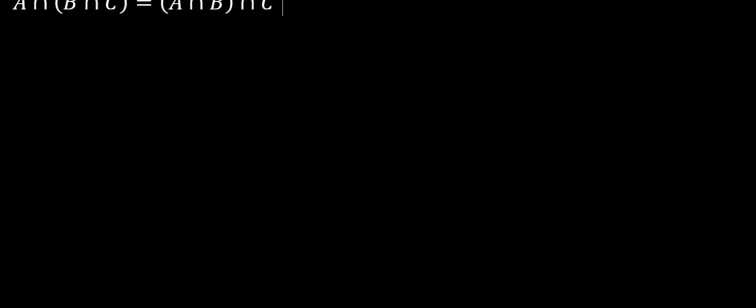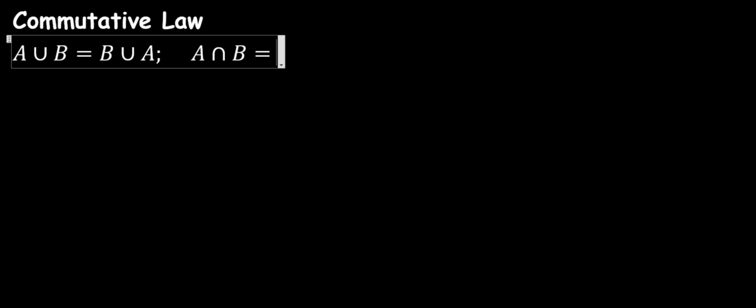Next, we have the commutative law. A union B is equal to B union A. Also, A intersection B is equal to B intersection A. Commutativity here is just telling you that you can change the position of each of the sets. A union B, then you can take B first, B union A. Similarly for intersection.